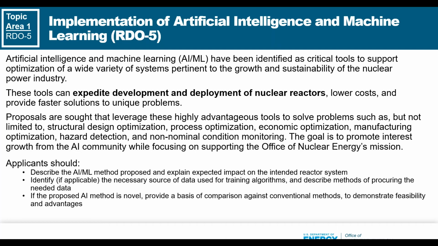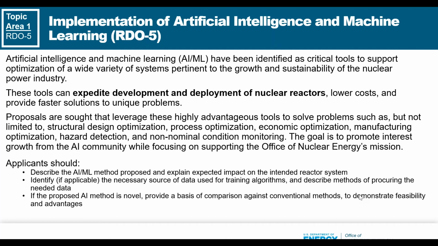So here in the Office of Nuclear Energy, we've identified that artificial intelligence and machine learning both are critical tools that can support optimization of a wide variety of systems that will enable growth and sustainability of the nuclear power industry. These tools we see as being able to expedite the development and deployment of nuclear reactors, lowering costs and providing faster solutions to unique problems. So we are seeking proposals that leverage these tools to solve problems, and I've included here a list. This is a non-exhaustive list, but for example, structural design optimization, process optimization, economic optimization, manufacturing optimization, hazard detection, and non-nominal condition monitoring, just to name a few.